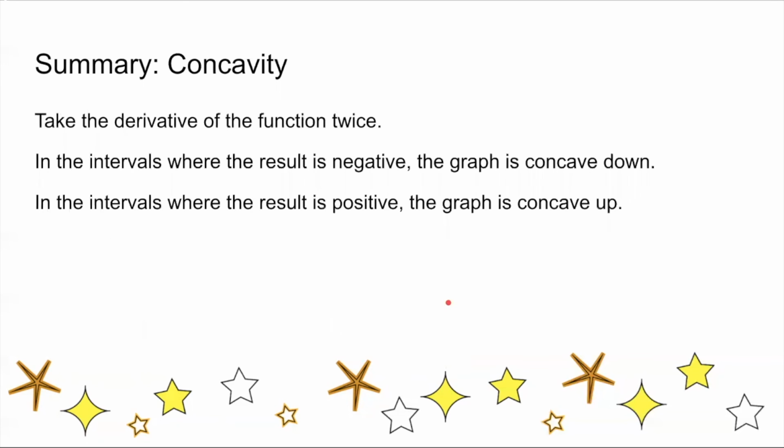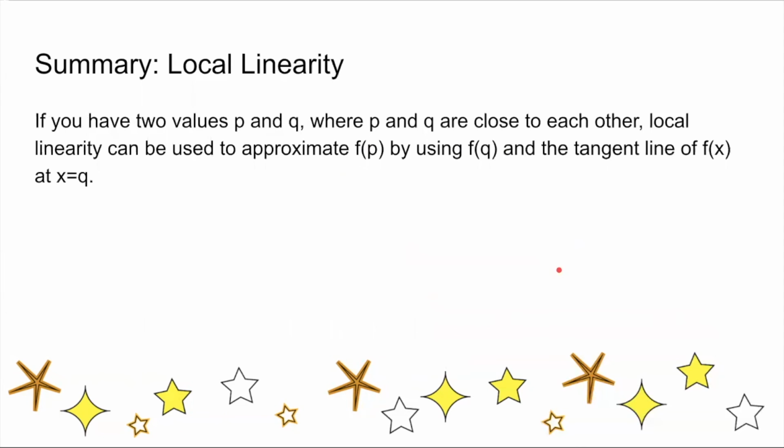Concavity, just take the derivative of the function twice. Whenever the result is negative, it's concave down, and positive means concave up. And local linearity, if you have two values P and Q, where P and Q are close to each other, then you can approximate f of P by using f of Q and the tangent line of f of x at x equals Q. All right, so that's it.